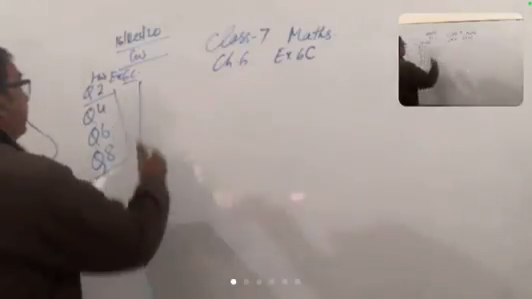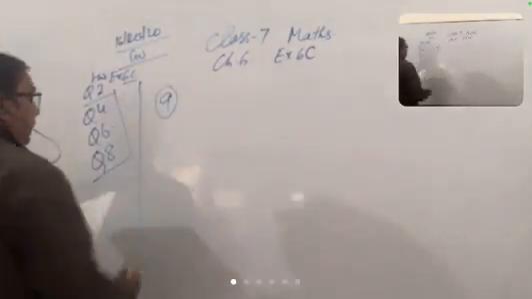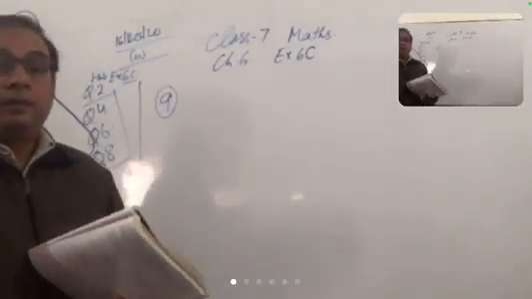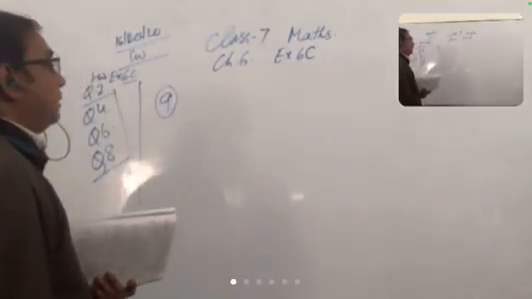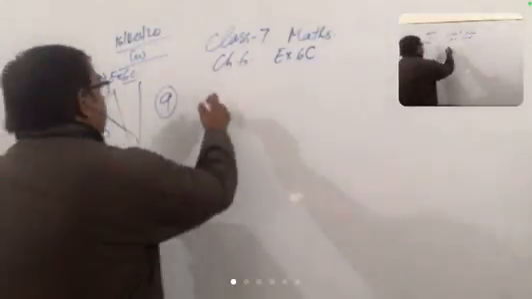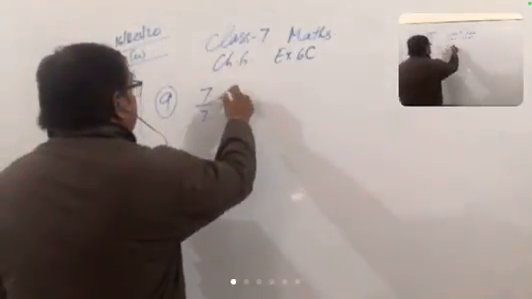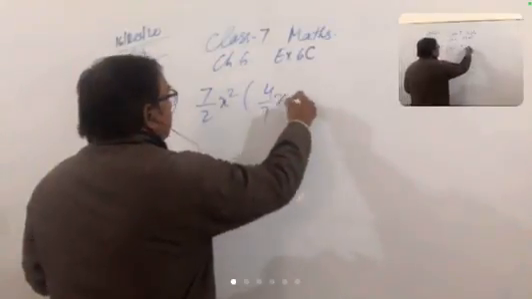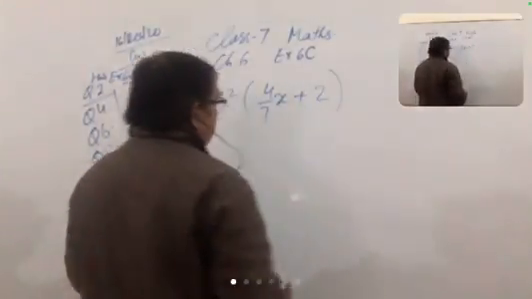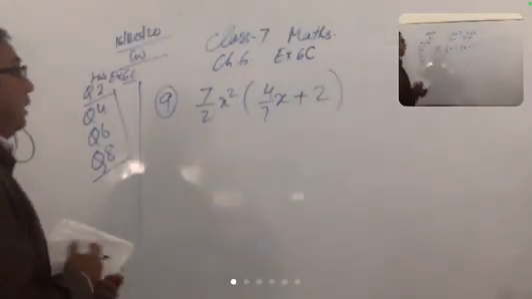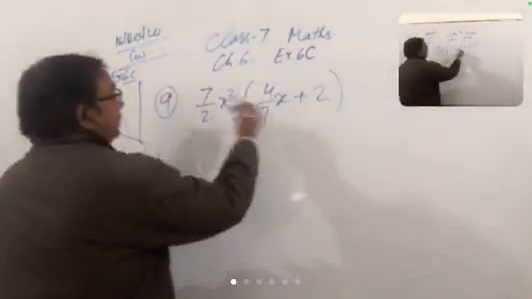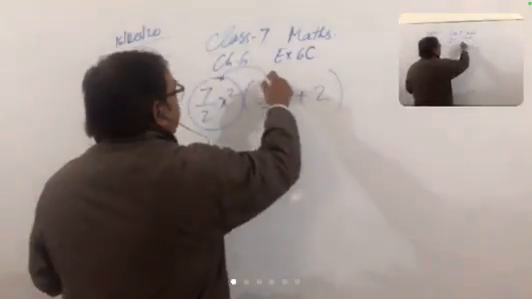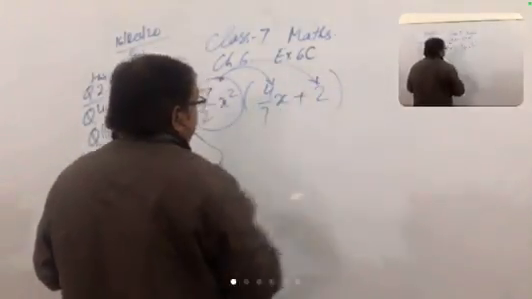Now the question number 9. Anyone read the question number 9, please? 7 by 2 x square into bracket 4 by 7 x plus 2 bracket close. Okay. So the same, this is the complete term and multiply with first term and then multiply with second term.